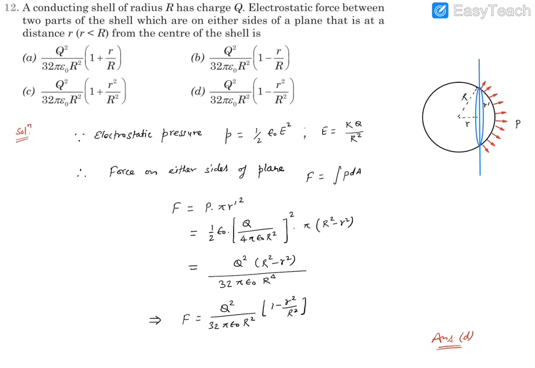We can further simplify R square, we can separate and divide on this. So it's going to be Q square upon 32 pi epsilon naught R square within the bracket 1 minus small r square by capital R square. So we find that option D is exactly the same expression that we calculated. Hence option D has to be the correct response. This is how we can solve this problem. Thank you.